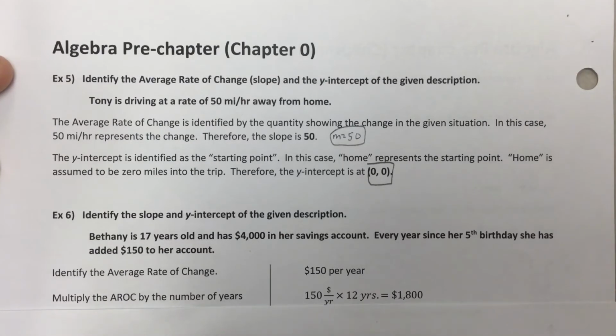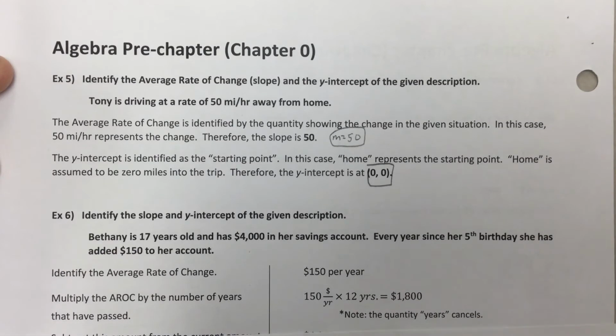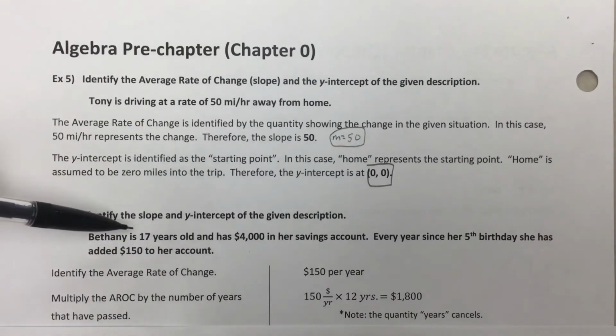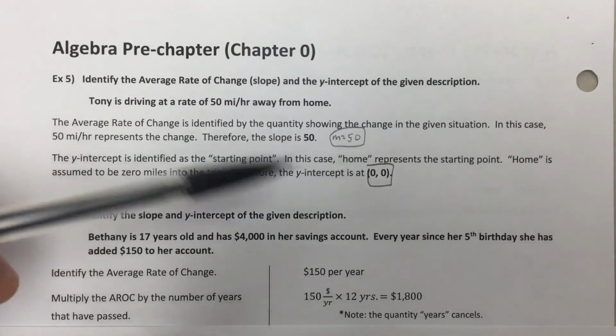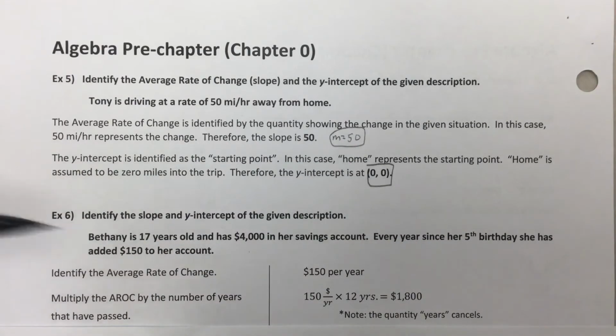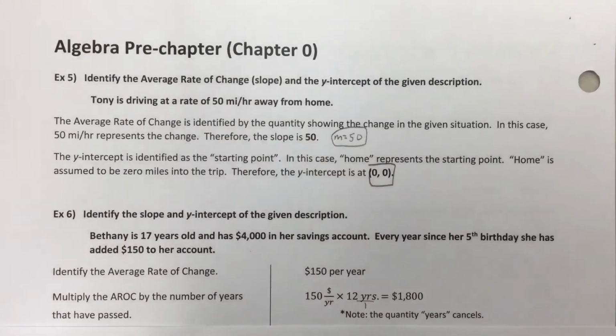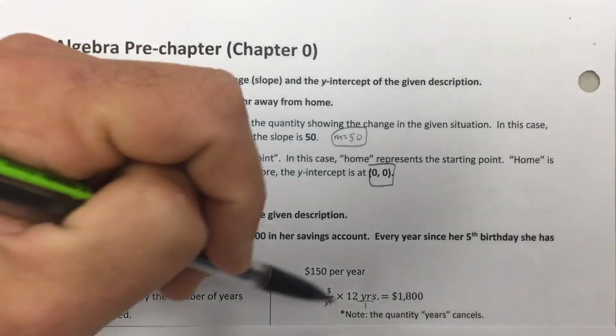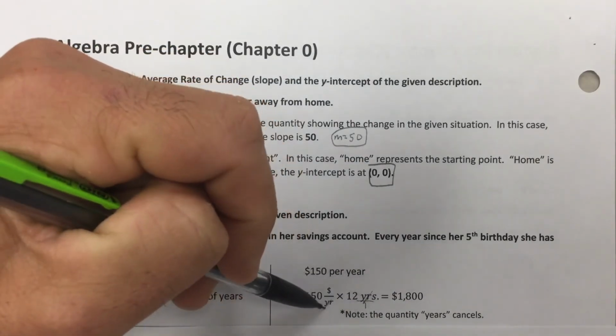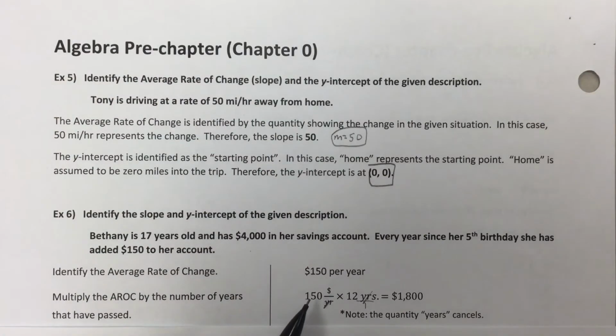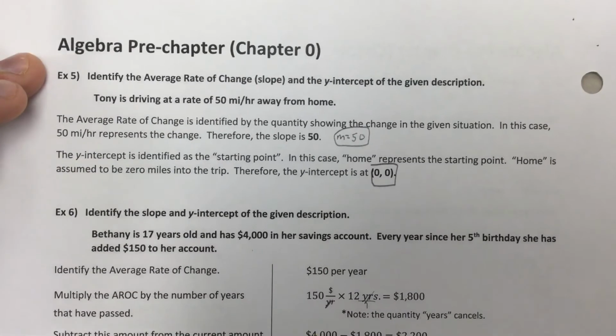To find the y-intercept, we're trying to figure out how many years it has been. So to get from her 5th birthday to her 17th birthday, that would be 12 years. So we're taking the $150 per year times 12 years. And remember, this is really over 1. And anytime you multiply your units, anything on the top can cancel with anything on the bottom. So in this case, we have years on the top and years on the bottom. So those units of years cancel out. And we can ultimately just multiply $150 times 12, and that's how we get $1,800.